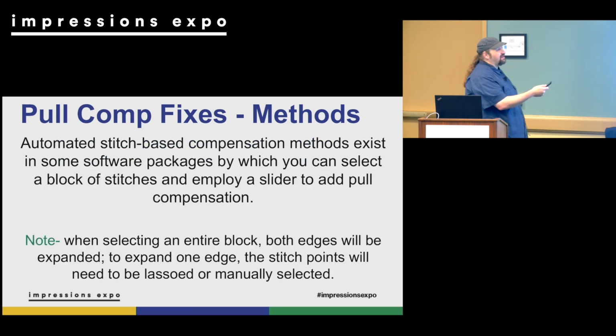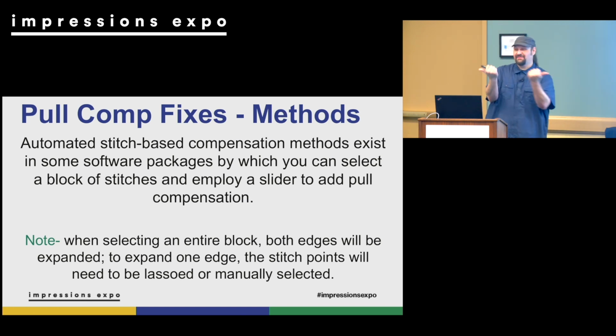There are automated softwares that have automated compensation, even on stitch files, where you can select a block of stitches and just use a slider to compensate. The problem with that is most of those softwares, if you select a whole block, it'll go both edges. It'll just compensate all the stitches when you slide it over. So if you have that kind of software, you're still going to have to select that edge.